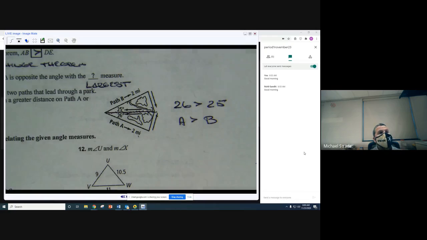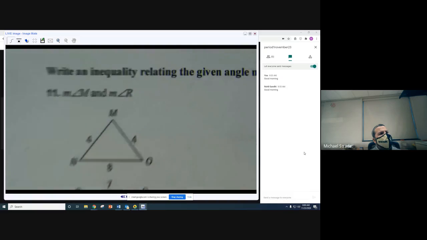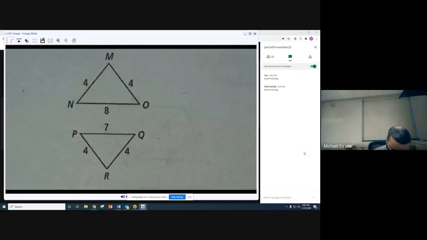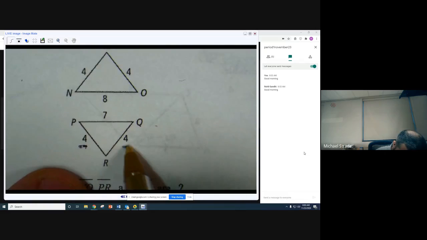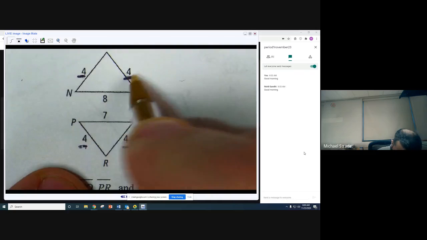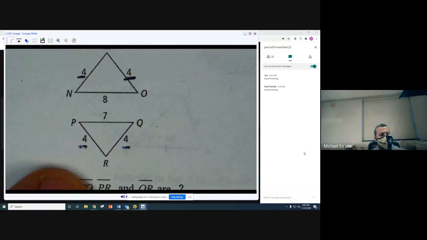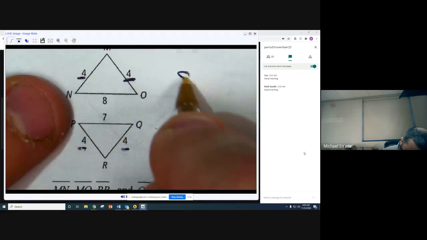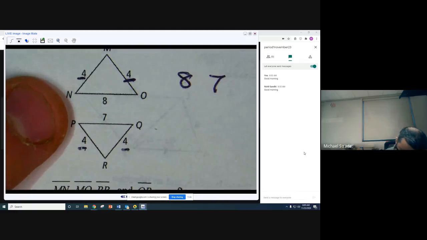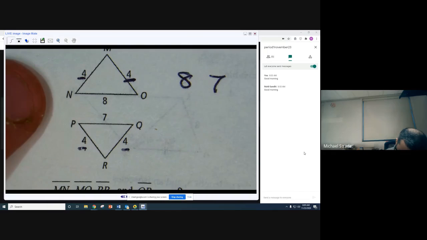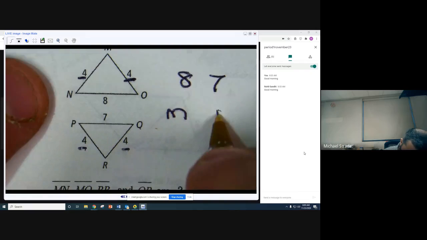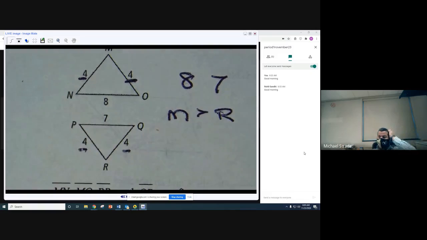All right. And then finally, number 11, the measure of angle M and the measure of angle R. Now, be careful with this. Only reason I say it is this. Those sides are congruent. All right, those sides are congruent. And then we look at the opposite sides, which is 8 and 7. Opposite the 8 would be angle M. Opposite the 7 would be angle R. And we would say M is greater than R. All right. Don't be confused.